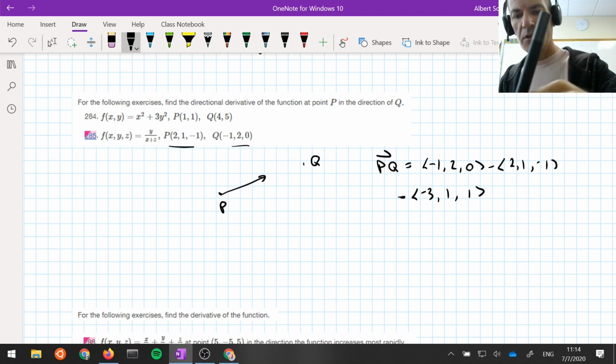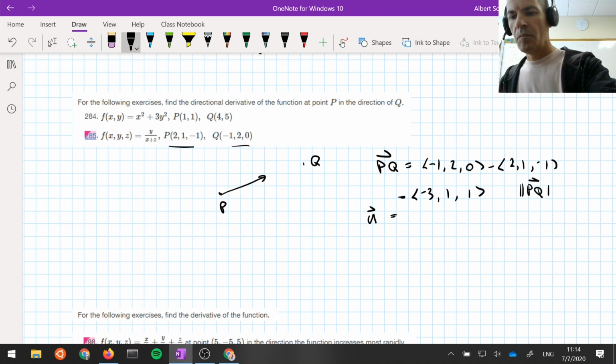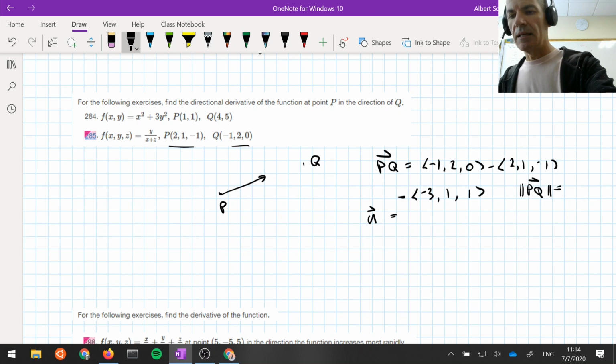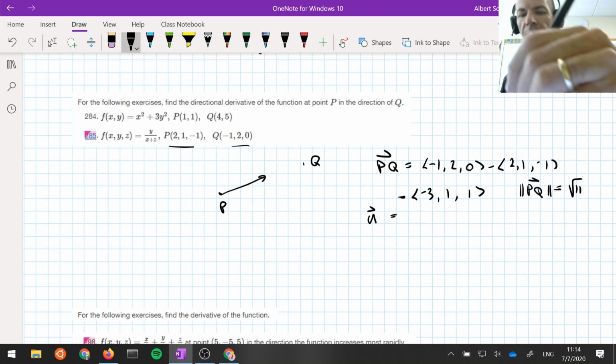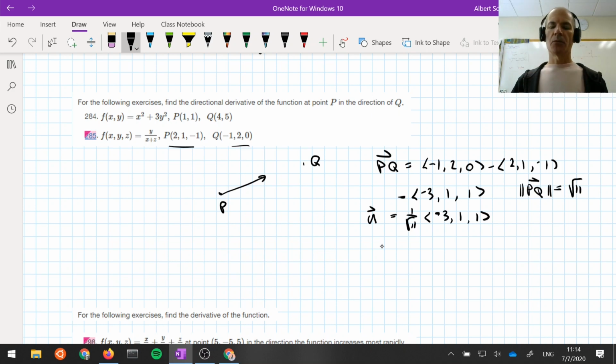Of course, we need the unit vector, and this is not a unit vector as it stands. The magnitude of PQ is 9 plus 1 plus 1, so what's that, 11? Square root of 11. So the unit vector that we have to use for the directional derivative is 1 over the square root of 11 times (-3, 1, 1). So we've got the unit vector direction taken care of.